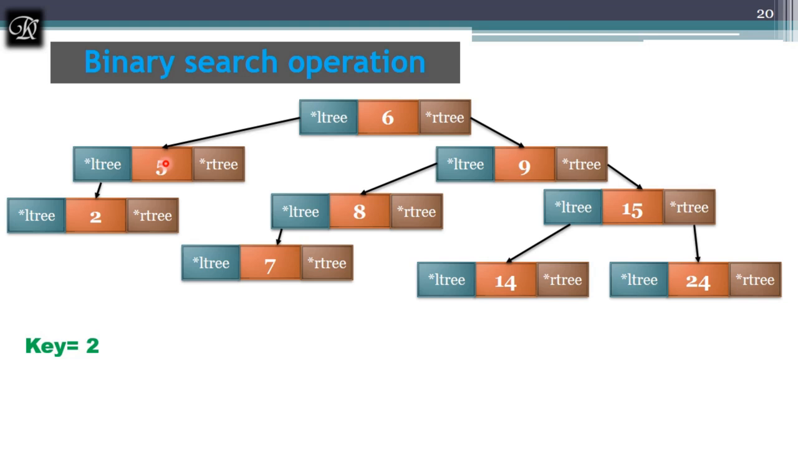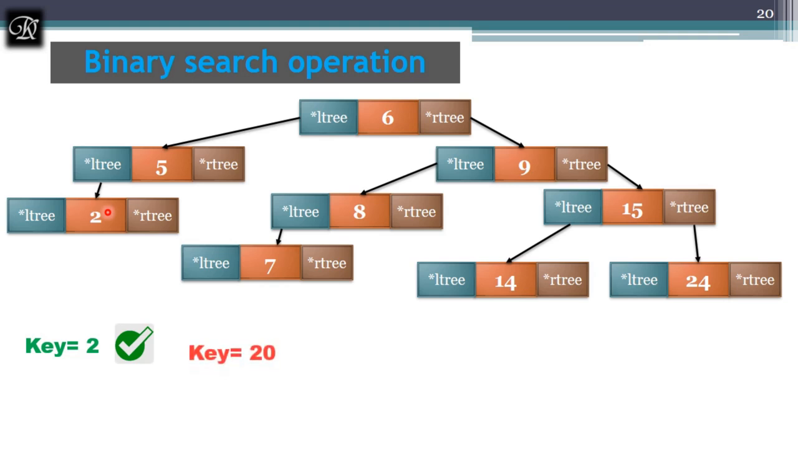Yes, it is smaller than 5. Then I should move towards the left part. If it is greater, I should move towards the right part. Now I am moving towards the left part. Yes, now this is my subtree and this is the root. Now what I will do is compare 2 with 2. Yes, 2 and 2 are same. Then I need not go deeper because no duplicate values are supported and I found whatever I wanted. So now the search is successful. This is how the binary search operation works for a successful search.